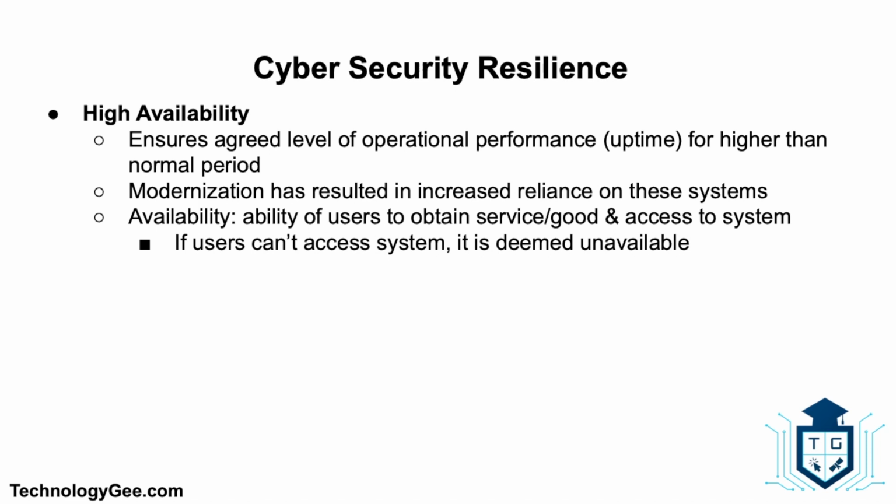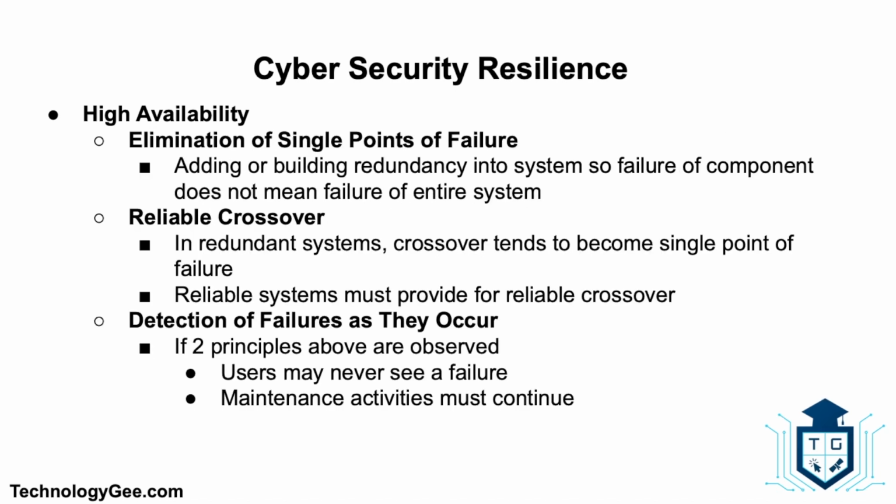If a user cannot access the system, it is deemed unavailable from the user's point of view. And there are three principles of system design and reliability engineering that can help achieve high availability. The first one is called elimination of single points of failure. This means adding or building redundancy into the system so that failure of a component does not mean failure of the entire system.